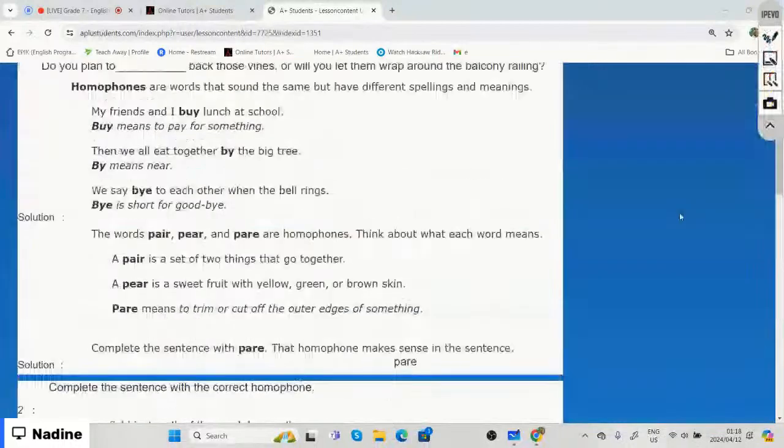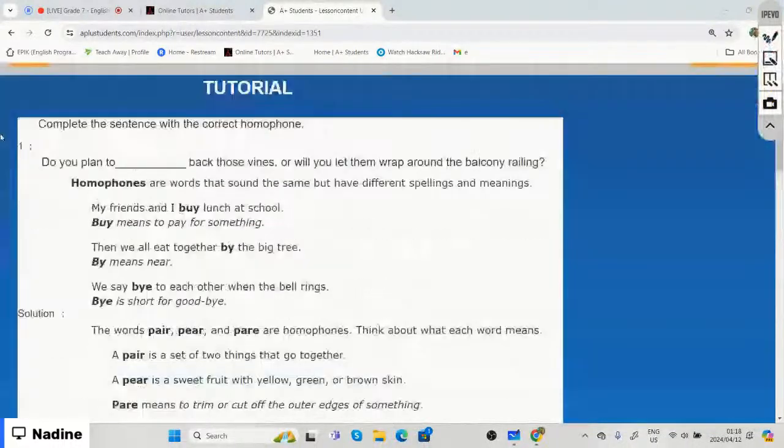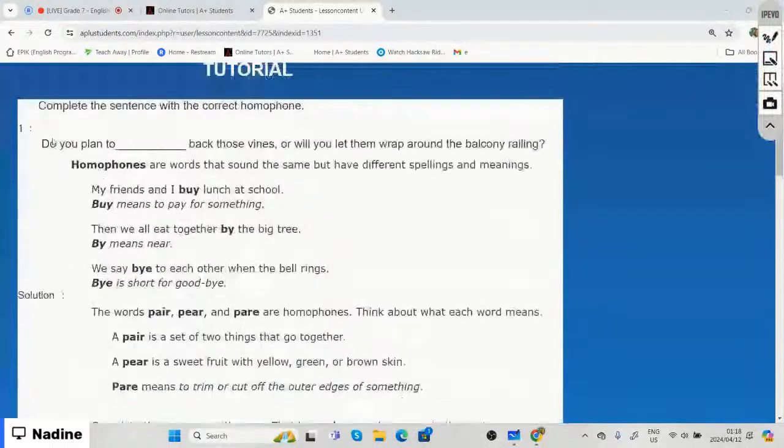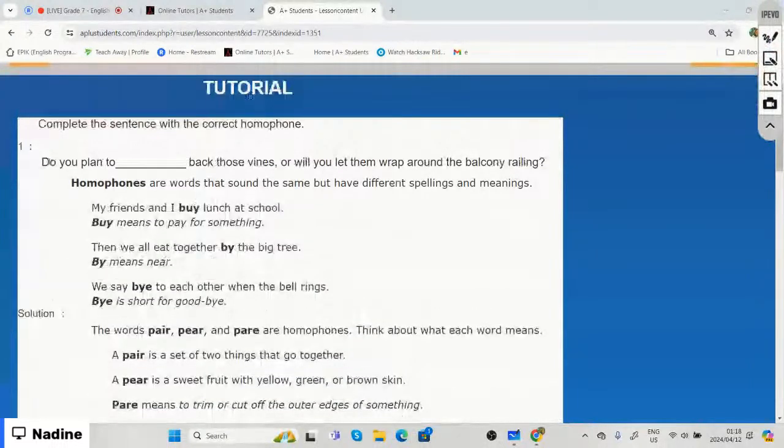All right. So now let's look at this word. It says, do you have a plan to cut back those vines, or will you let them wrap around the balcony railings?